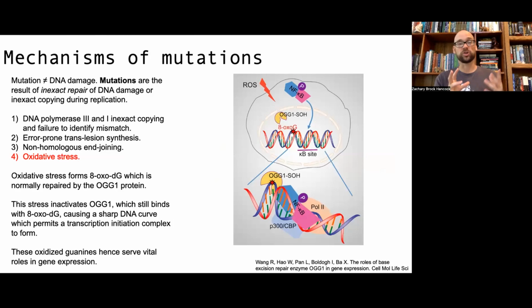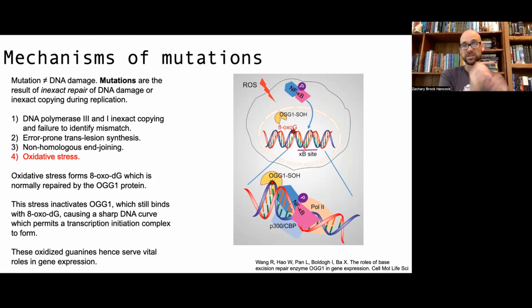So oxidative stress forms these 8-oxo-dG. Again, this is just an oxidized guanine, and this is what is being represented here. ROS is reactive oxygen species. Right, it's invading the nucleus and it's causing this mutation here to 8-oxo-G. It's oxidizing this guanine. Now, what normally fixes this oxidized guanine is OGG1. This is a protein that will come, recognize it, bind to it, and repair it to the original guanine.